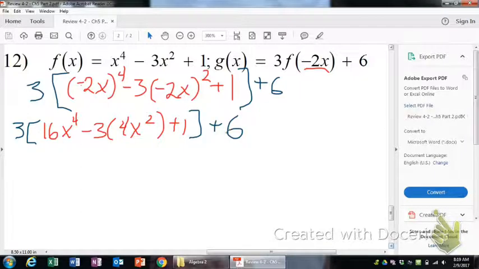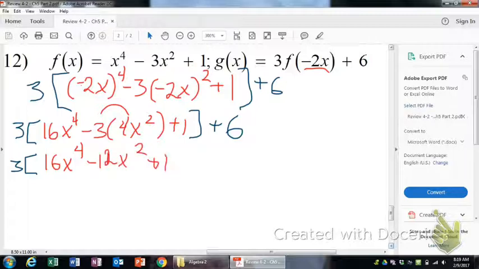I'm working inside parentheses first. I started with my exponents. And now I'm going to multiply what's inside the parentheses. Meaning I have negative 3 times 4x squared gives me 12x squared. And then plus 1. The red in parentheses is all simplified, so now I'm going to start working with my y terms.